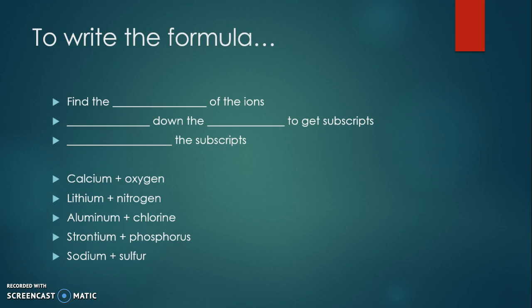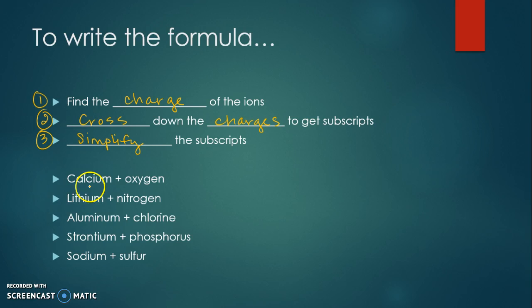All right, so to write the formula for an ionic compound, first you have to find the charge of the ions. Then you're going to cross down the charges to get the subscripts. And then the last step is to simplify the subscripts. Sounds pretty easy, right? Three steps: 1, 2, 3.